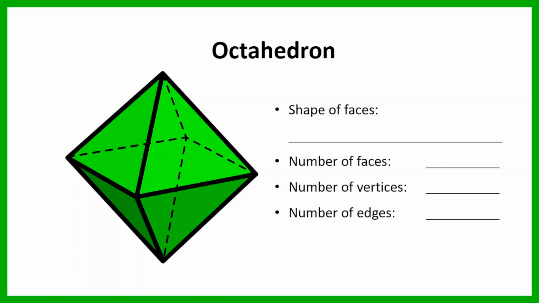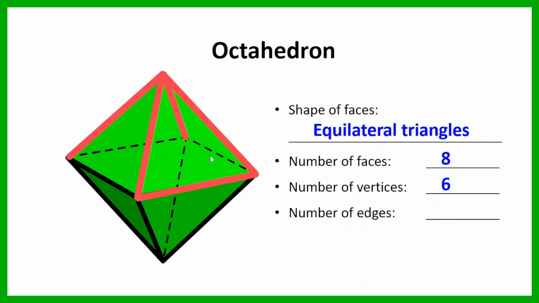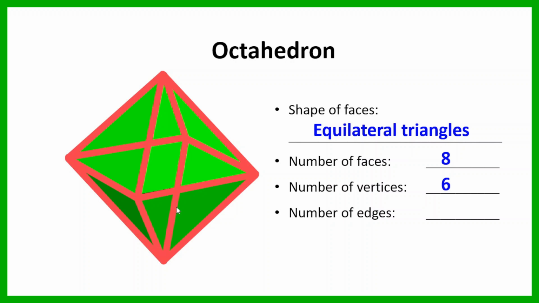Okay, so let's go through and see what you should have got for that. So first of all, the shape of the faces, just like with the tetrahedron, they are equilateral triangles. The number of faces, if we count them, you have 1, 2, 3, 4, 5, 6, 7, and 8. So there are 8 faces altogether. The number of vertices is 1, 2, 3, 4, 5, 6. There are 6 vertices altogether. Then the edges, we've got 1, 2, 3, 4, 5, 6, 7, 8, 9, 10, 11, and 12. So there are 12 edges altogether. Okay, so that's the octahedron.